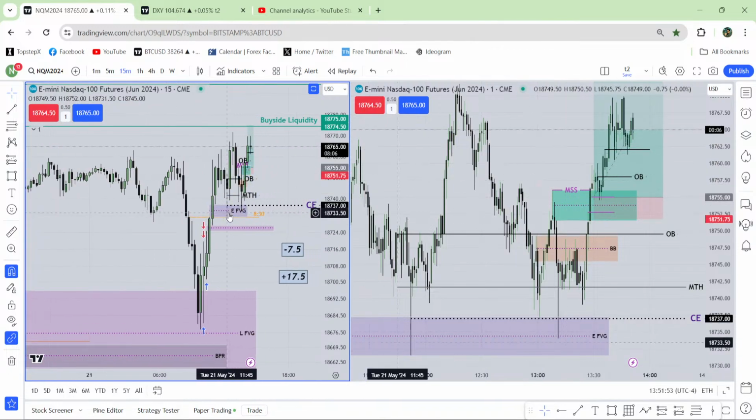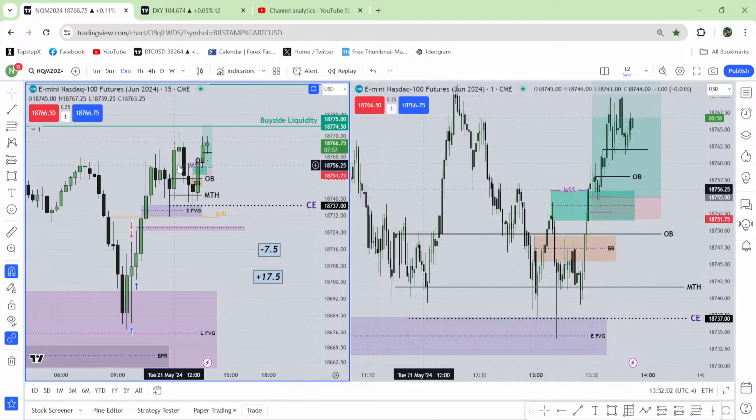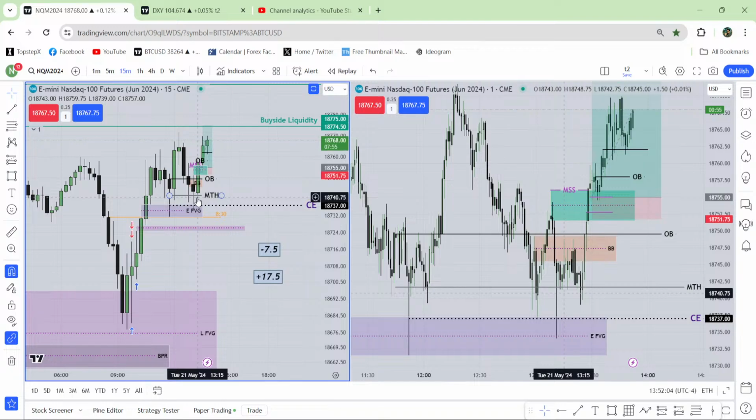Traded the entry fair value gap. This is the last fair value gap. Traded the entry fair value gap, went higher. This is the down close body close candle, which is called the wardrobe block. Traded the wardrobe block and the min threshold. No body closed below the min threshold. So I started to look for buy.